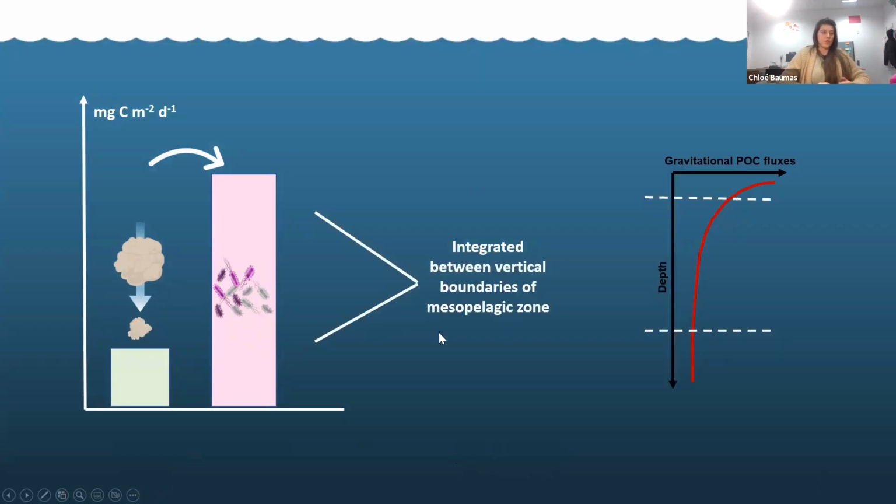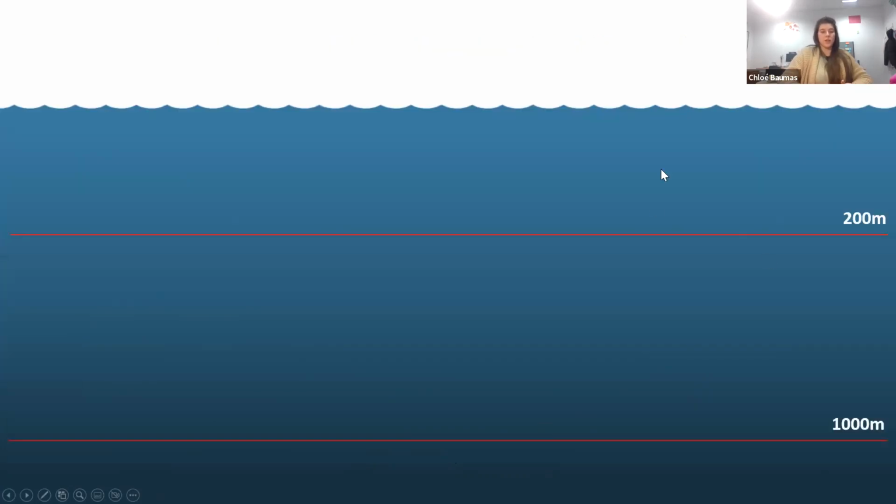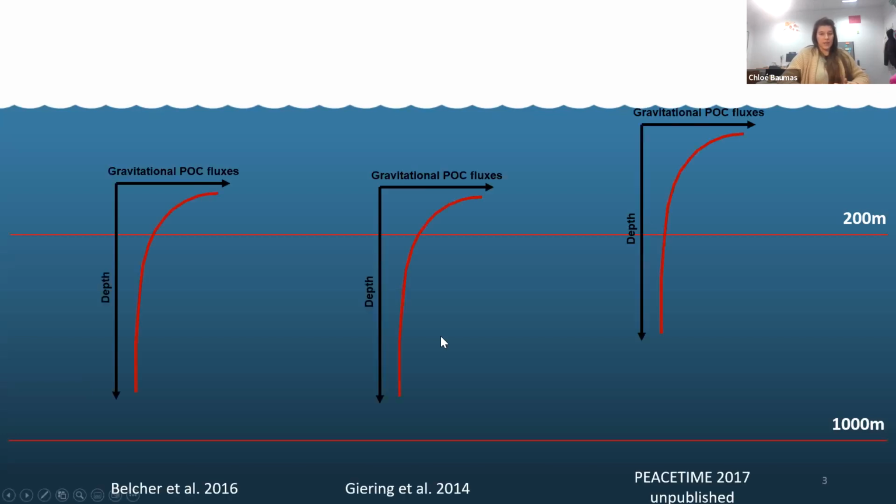So those values depend, among others, on integration of variables between two depths. So those two depths are obviously the vertical boundaries of the mesopelagic zone, because it is between those boundaries that the major attenuation occurs. So the mesopelagic zone is commonly placed between 200 and 1,000 meter depths. And if we take example to illustrate where the attenuation curve is cut, taking those boundaries, we can observe that it does not target always the good attenuation part.